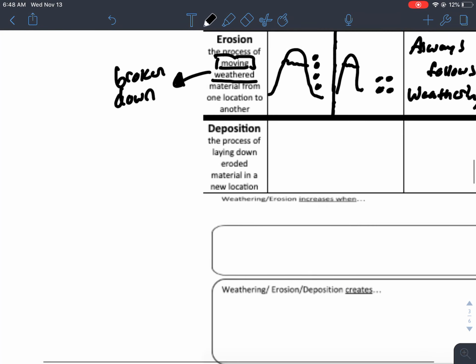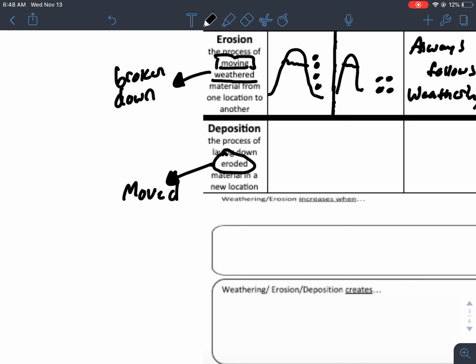Now we're going to get to our third and final term. It's called deposition. Deposition is the process of laying down eroded material. You know we need to change eroded. Circle it, and we're going to change it to moved. Eroded means moved. The process of laying down moved material in a new location.